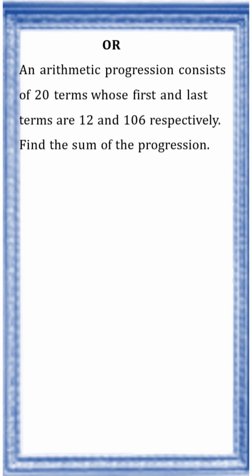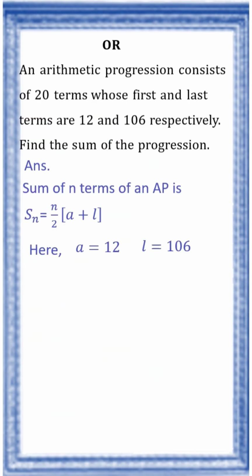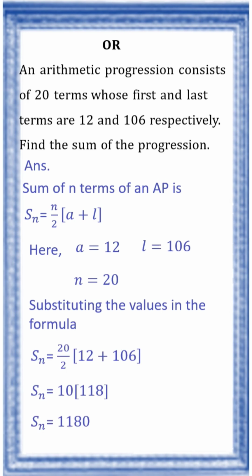Now let us solve the next question. An arithmetic progression consists of 20 terms whose first and last terms are 12 and 106 respectively. Find the sum of the progression. We have to find the sum of the progression. Sum of n terms of an AP when first term and last term are given is Sn is equal to n by 2 into a plus l. Now let us substitute the values. Before that, let us collect all the given items. Here a is 12, it is here. l is 106. n is 20. Look at the problem also.